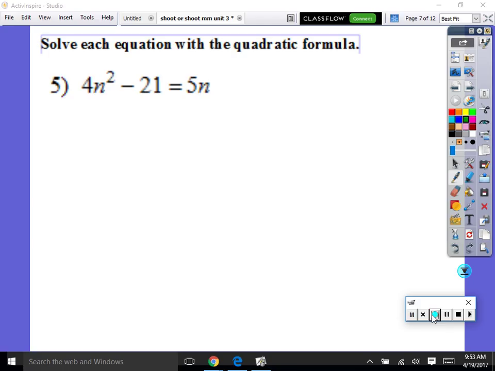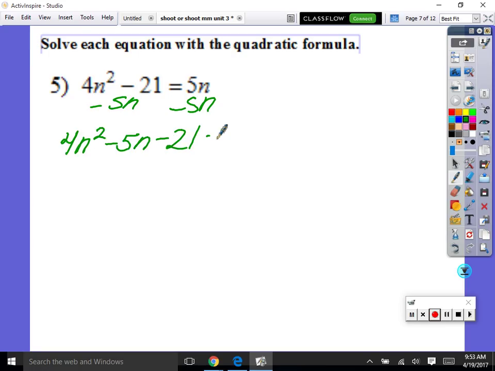So the first thing you should do is subtract 5n to make it equal to 0. And make sure you put it in standard form. So it should be, since you're subtracting 5n from both sides, in standard form it would be 4n squared minus 5n minus 21 equals 0, and then you'll do the quadratic formula. Ready, set, go. Do it correctly.